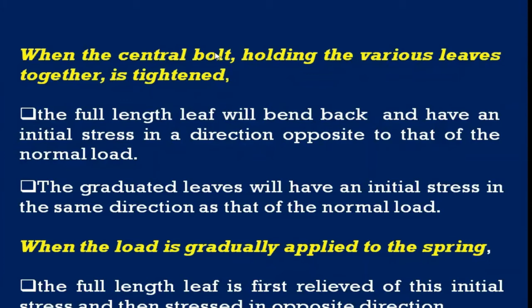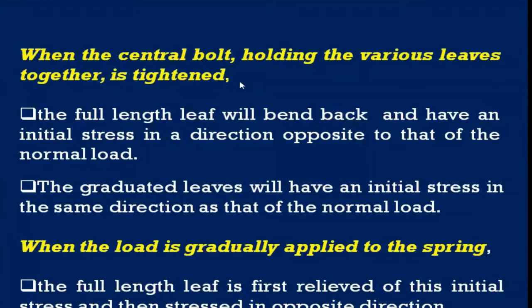For example, if you consider two full length leaves and four graduated leaves, all the leaves are to be kept as a stack together. For this purpose, we are using a central band or a central bolt. For example, here we are considering a central bolt which is holding the various leaves together. Let us assume that this bolt is tightened. Due to this tightening, it induces some amount of load on these leaves, both full length leaves as well as graduated leaves.